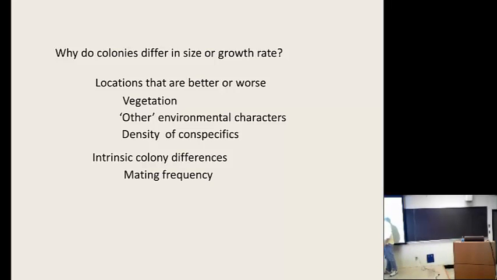There might be intrinsic colony differences. One of the leading possibilities for intrinsic differences among colonies is mating frequency. But remember that while this is an intrinsic difference in the colony that the colony can't change, it's not something that necessarily will be absolutely stable from one generation to the next either, because it's mating frequency. And then the possibility that there are just qualitative differences in the queens that found the nests. We'll kind of go through these quickly.